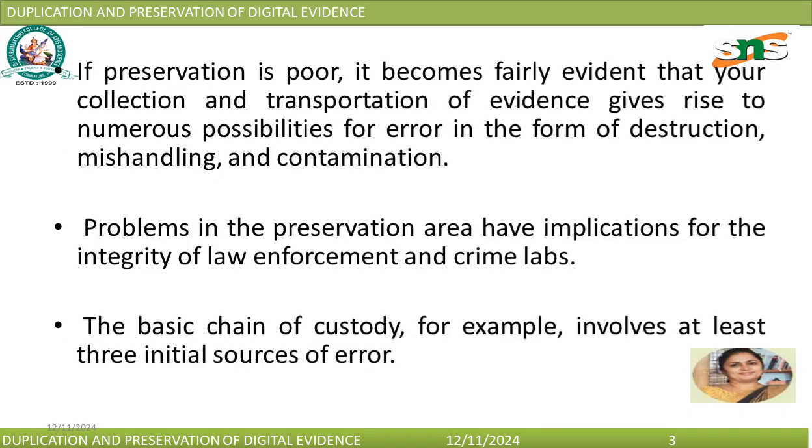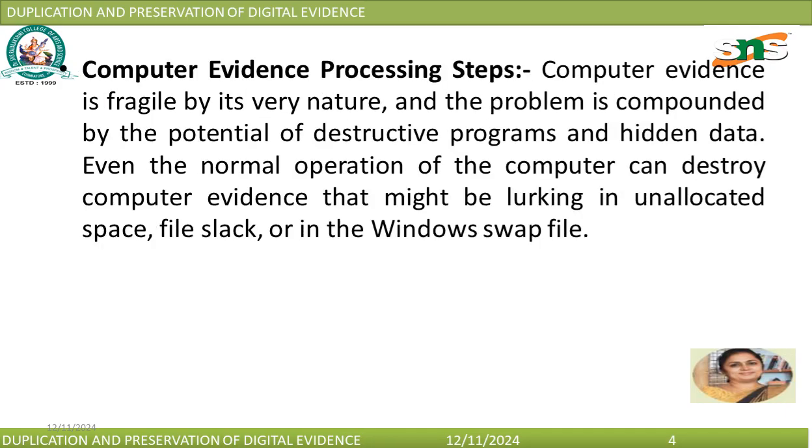If preservation is poor, it becomes fairly evident that your collection and transportation of evidence gives rise to numerous possibilities for error in the form of destruction, mishandling, and contamination. Problems in the preservation area have implications for the integrity of law enforcement and crime labs. The basic chain of custody, for example, involves at least three initial sources of error.